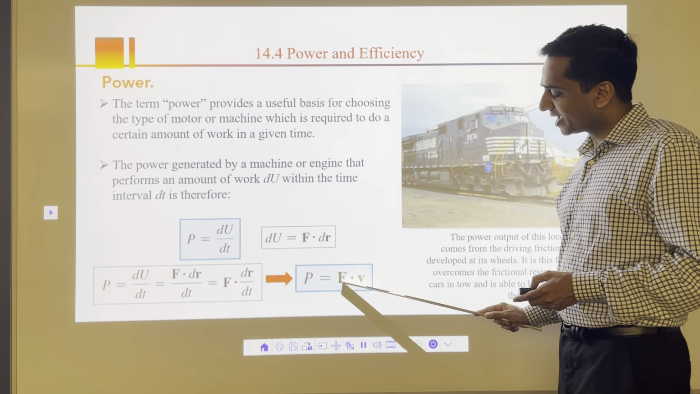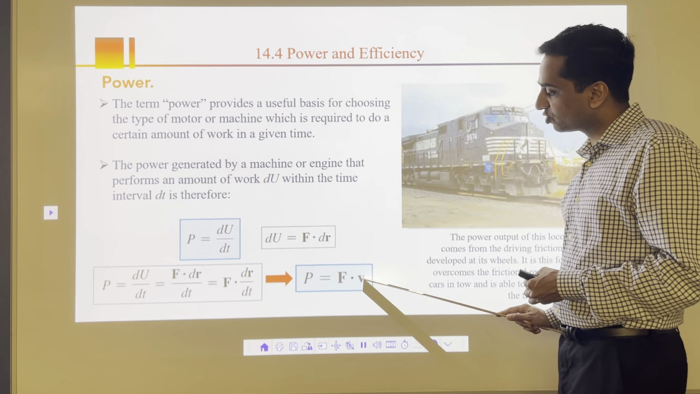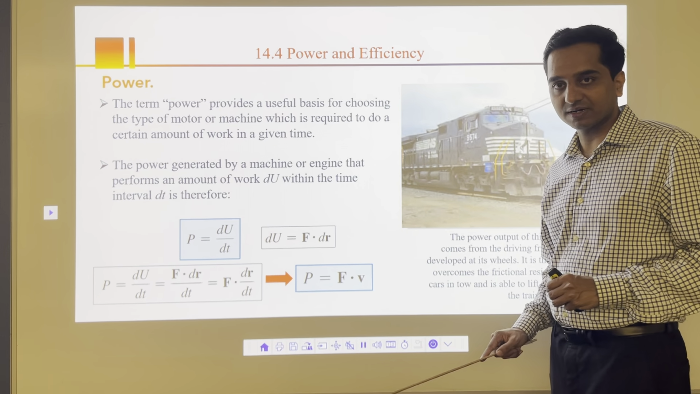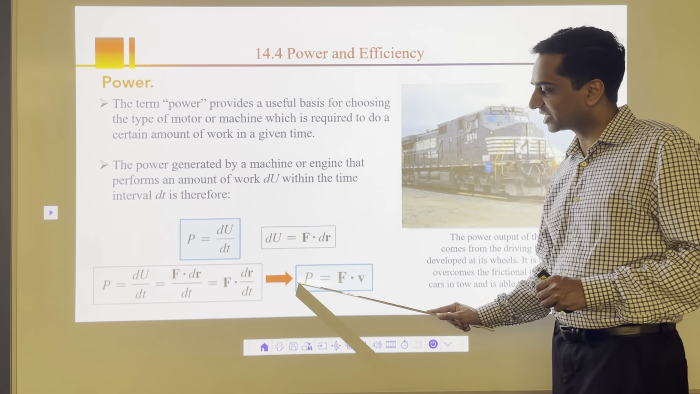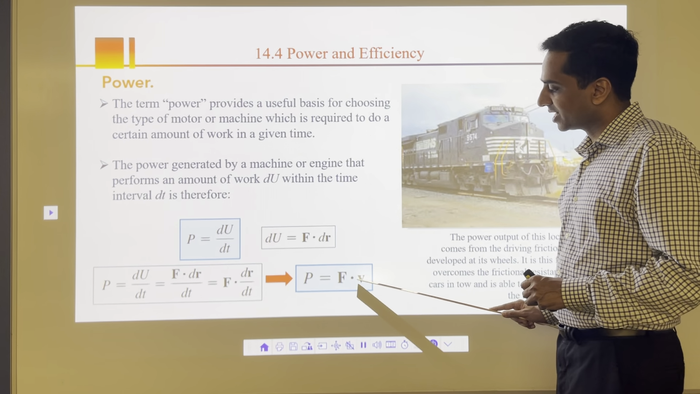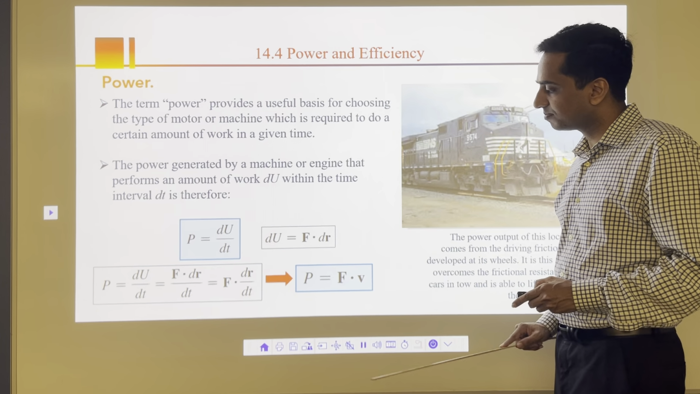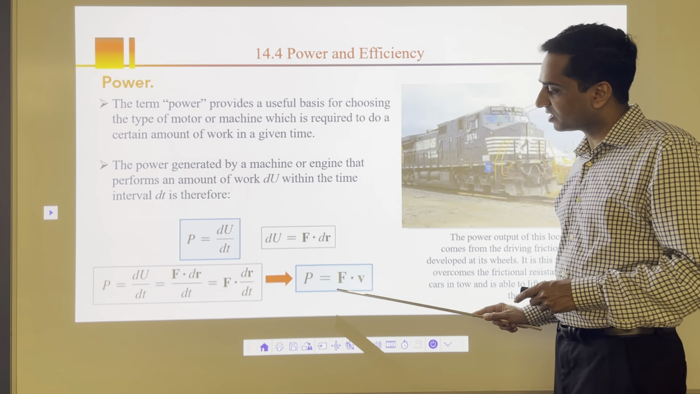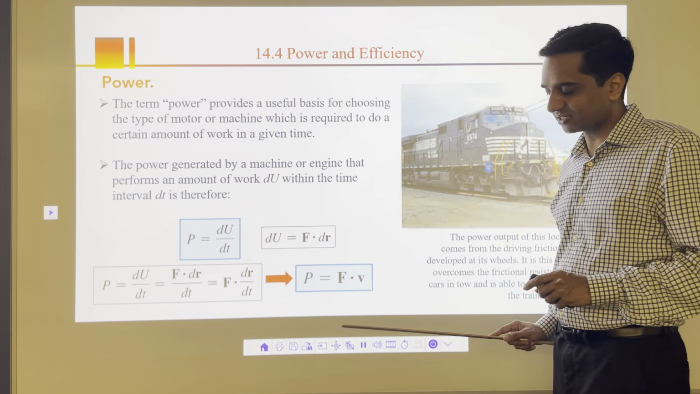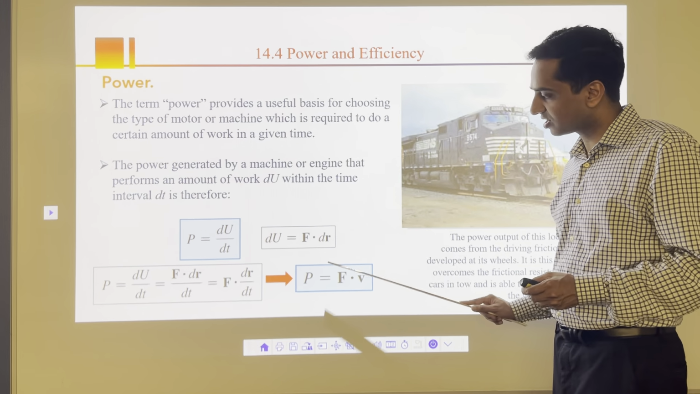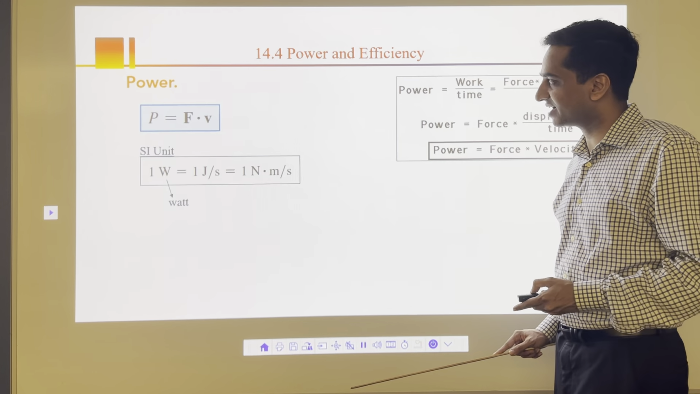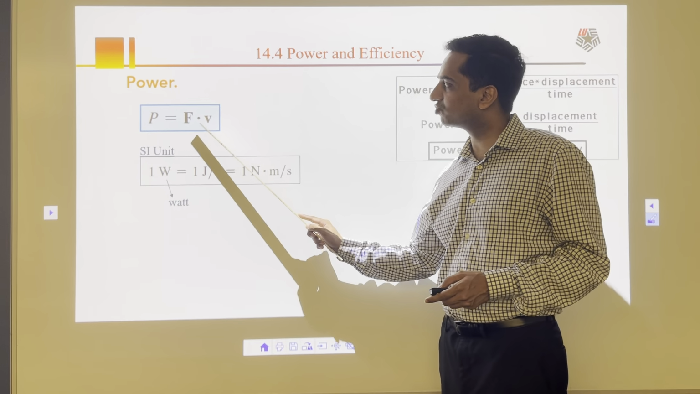If you are applying force, there is some displacement and your velocity is very high, in that case you are applying more power. If your velocity is low, in that case you are applying less power. So power is directly proportional to force and velocity. Also, an important thing about power is force is a vector, velocity is also a vector, and the dot product of two vectors is a scalar. So power is basically a scalar. All you need is a magnitude, you don't need direction. So that's your power, force into velocity.